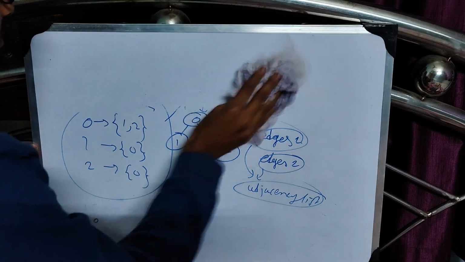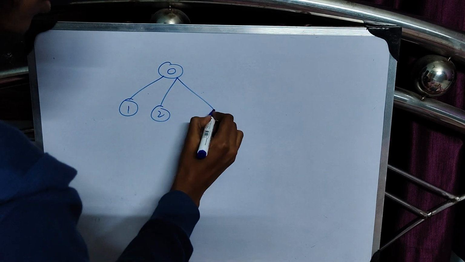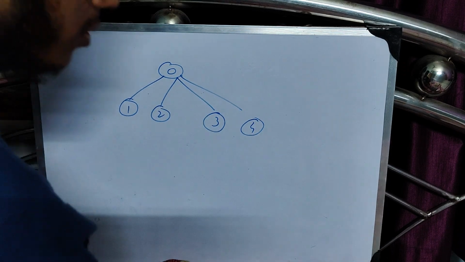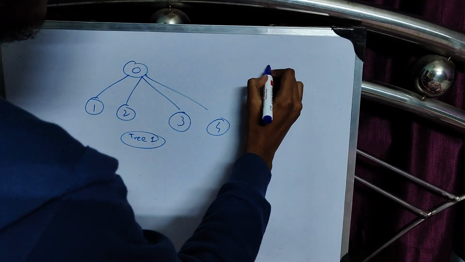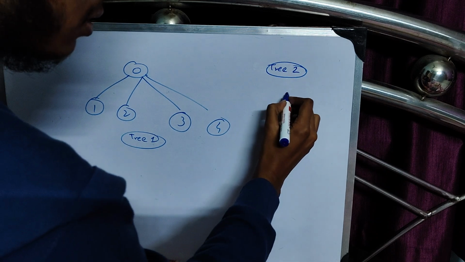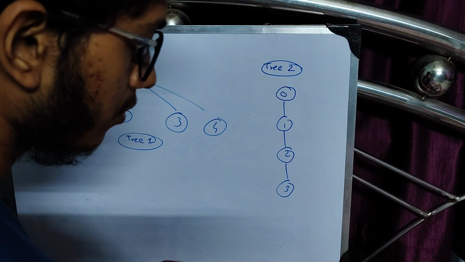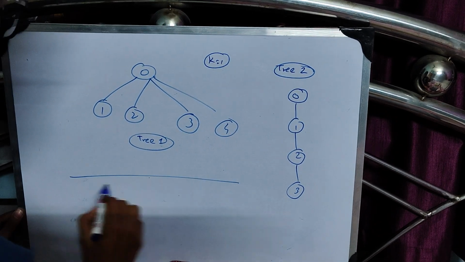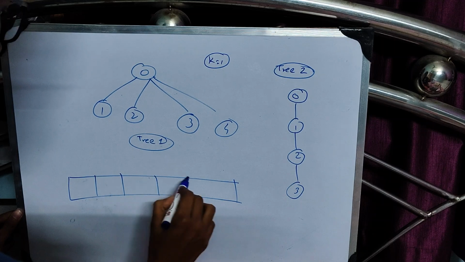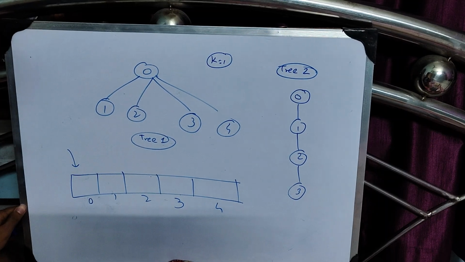So let's dry run. Now let's dry run with the question. For tree 1, it is 0 1 2 3 4, and for tree 2 it is 0 1 2 3. So the value of k is equal to 1. We will return this array that we are making here, 0 1 2 3 4. We are returning this array that I have made here.